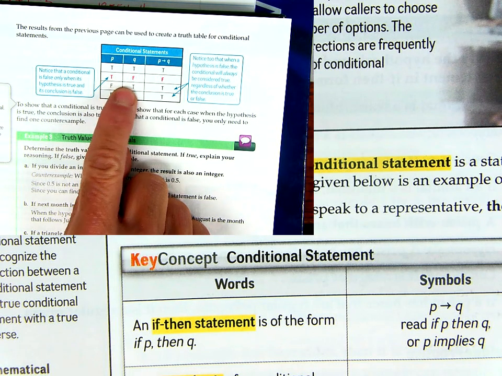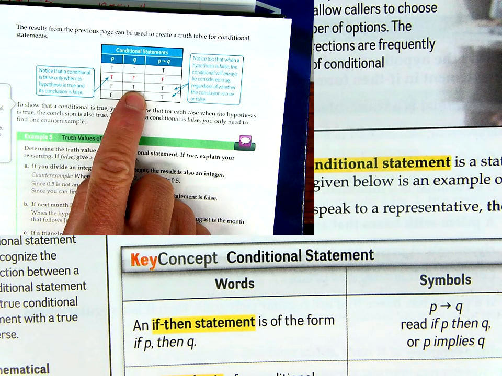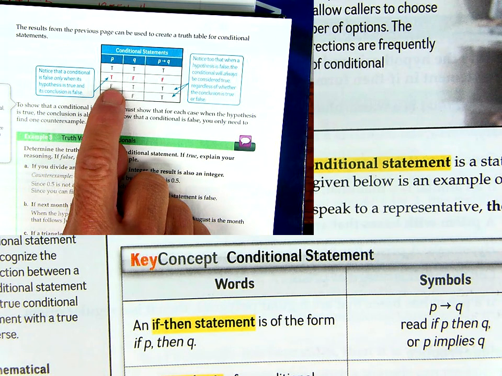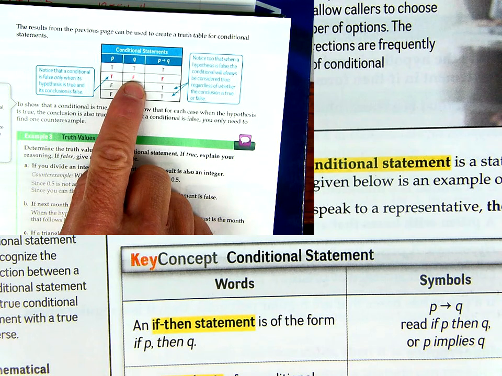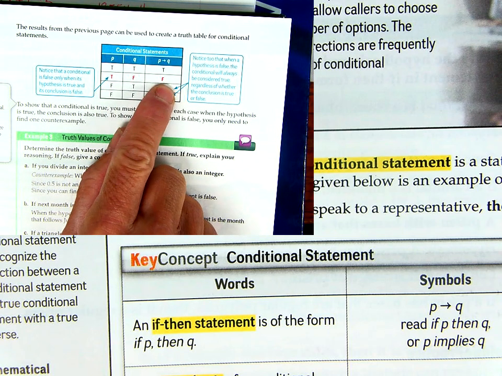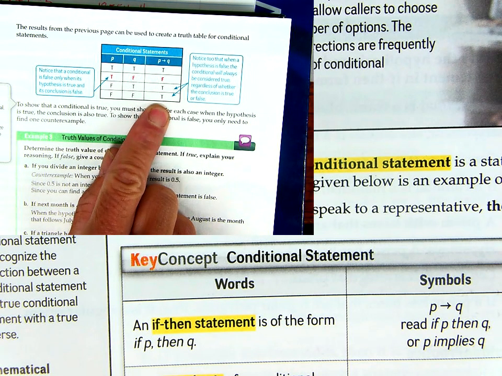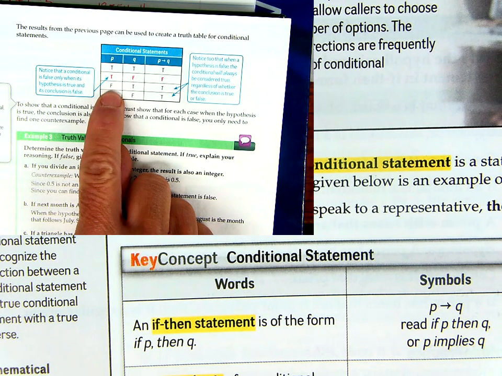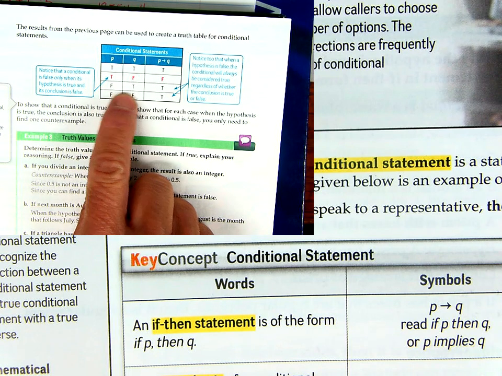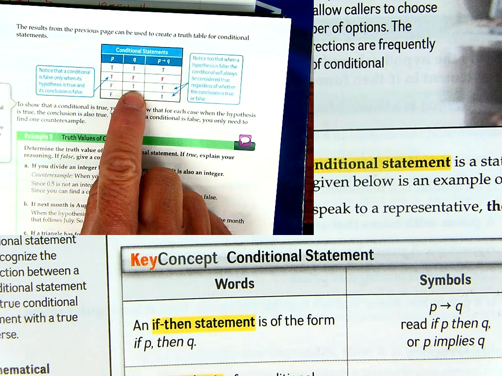So the only time an if-then statement is going to be false is if the hypothesis is true, but the conclusion is false. So what that means is, if the hypothesis is false, but the conclusion true, it makes it a true statement.